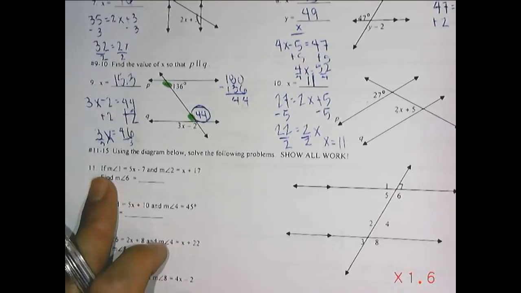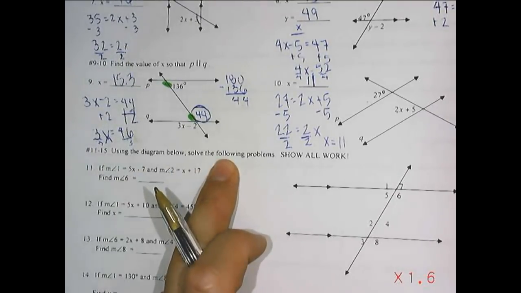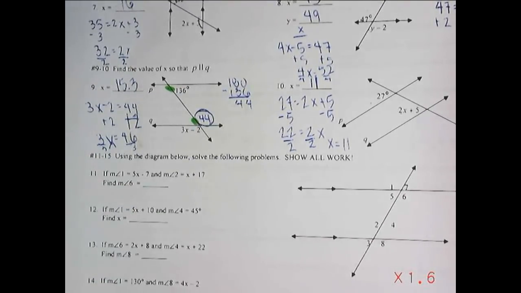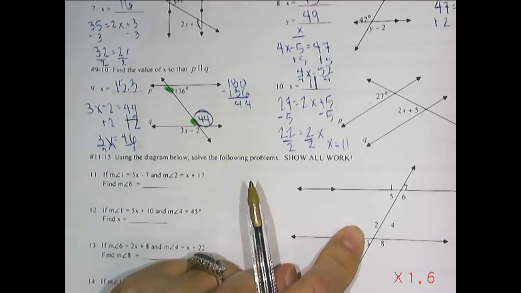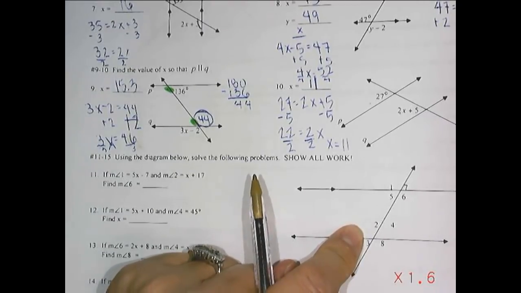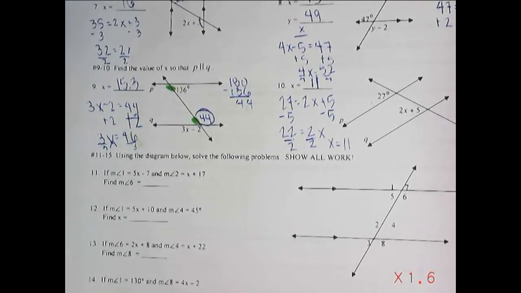Now I'm going to look here, and it says using the diagram below, solve the following problems. Show all your work. So the first two I'm going to look at are angles 1 and 2 because that's what they gave me, and they want me to solve for angle 6. So this is going to be a bit tricky.